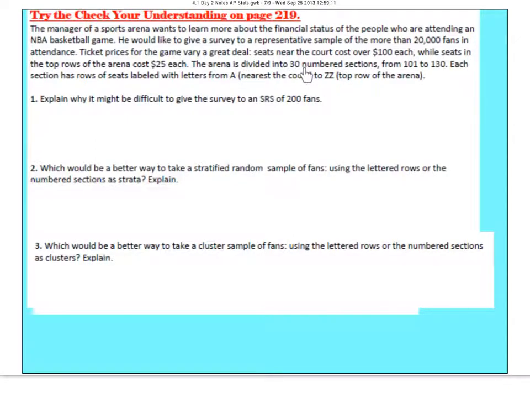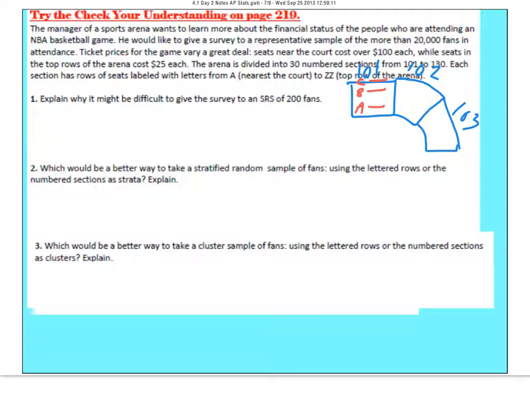The arena is divided into 30 different numbered sections from 101 to 130. Each section has rows of seats labeled with letters, A that are near the court and Z that are to the top of the arena. So to give you a visual, imagine that this basketball court is in the middle. We have seats that go all the way around it. Here, for example, is section 101. And what you see, if this is the court, row A is here, then B, then C, all the way to double Z. Then we go around to 102, 103. We know the folks in row A tend to pay more money, and we know the folks in row double Z pay less money. So they want us to talk about different sampling methods.